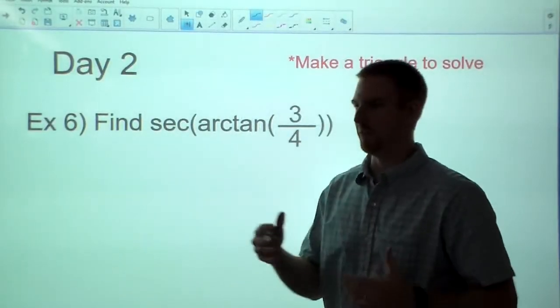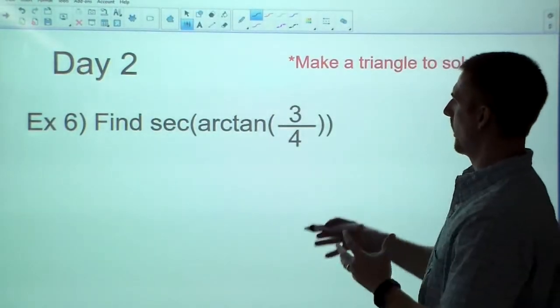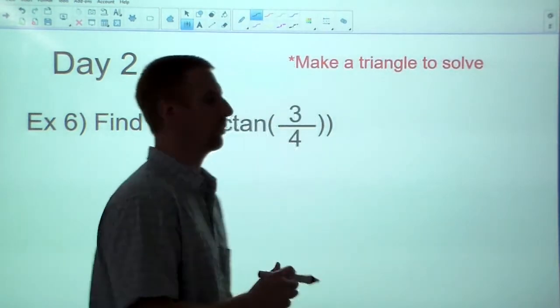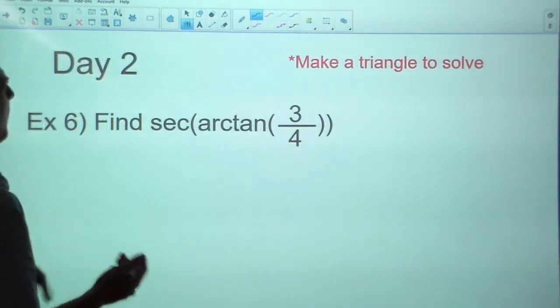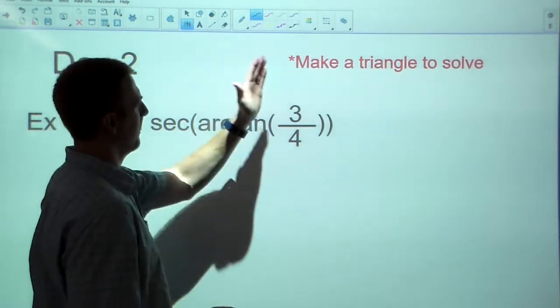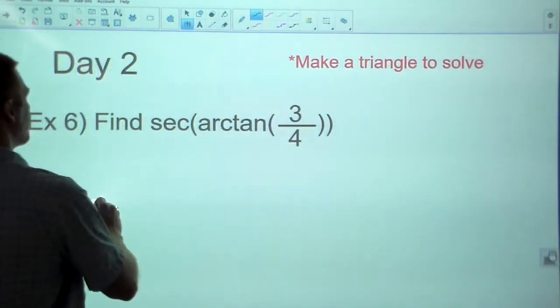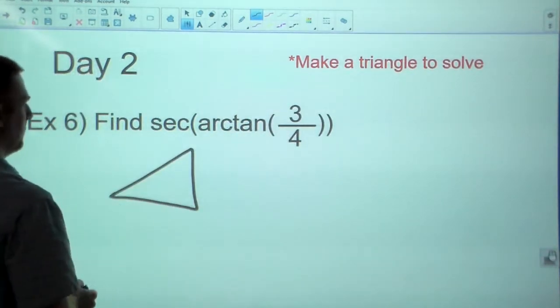These are almost like puzzles. They give you various pieces of a triangle, and they give you some trig ratios as clues, and you just have to solve it all out. So we're finding secant of arctangent of 3/4. The best way to start these is just make a triangle.